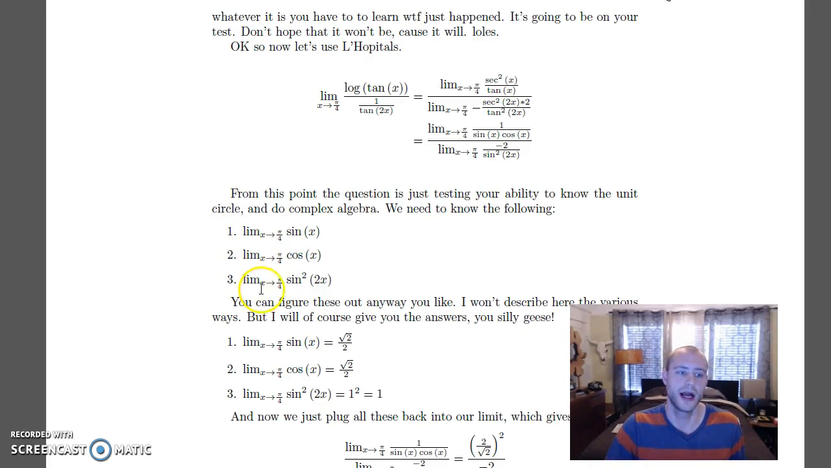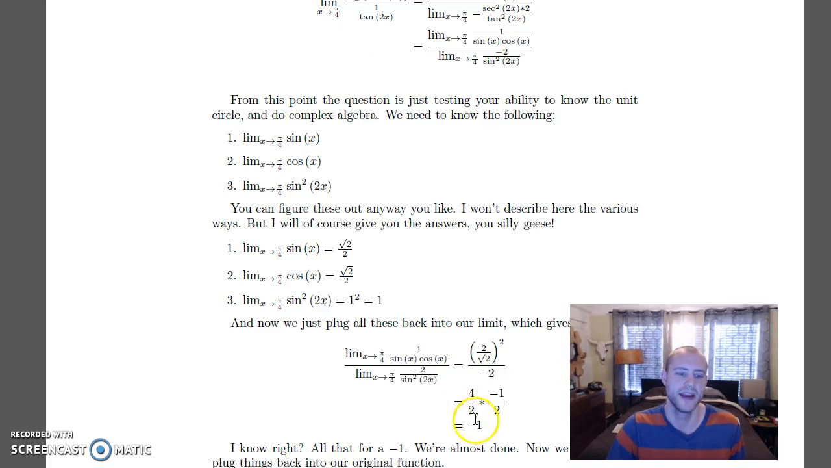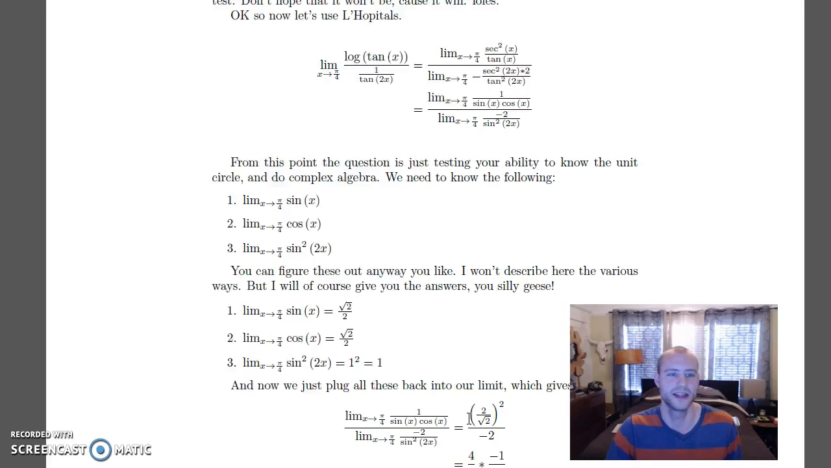Okay, so if you know these three things, notice those are the only trig functions in our limit that we have yet to compute. So it's just now a matter of knowing the unit circle, plugging things in, and getting a value there. So is that our answer? No, that's not our answer because we didn't take the limit.